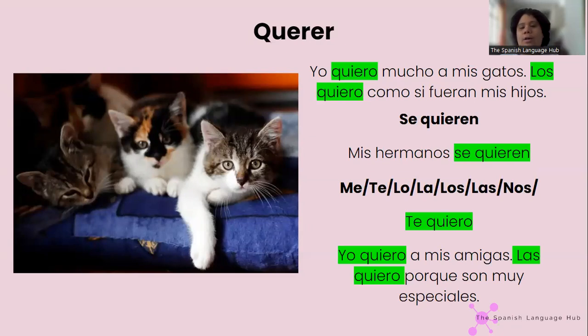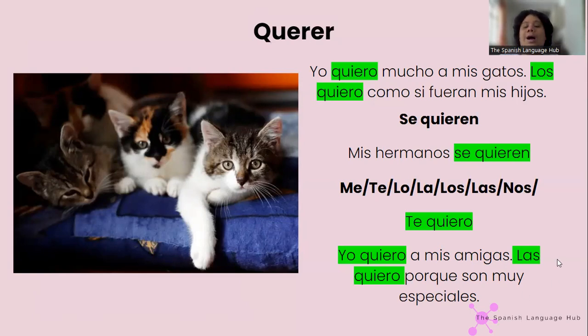"Te quiero" means I love you, right? Remember, quiero is "yo quiero." This "te" means you in this context, just like in English, but it goes before the verb and English goes after. So "te quiero" means I love you. "Yo quiero a mis amigas. Las quiero porque son muy especiales." So, I love my friends. I love them because they are very special.